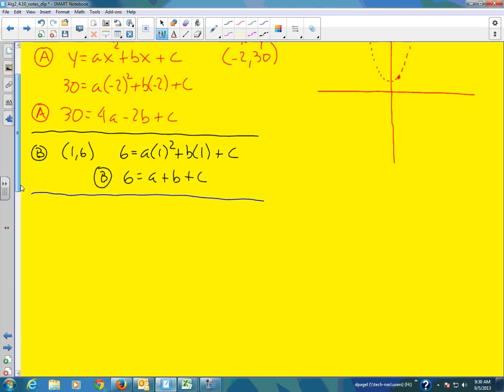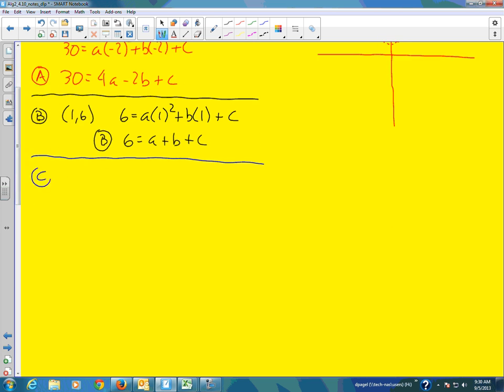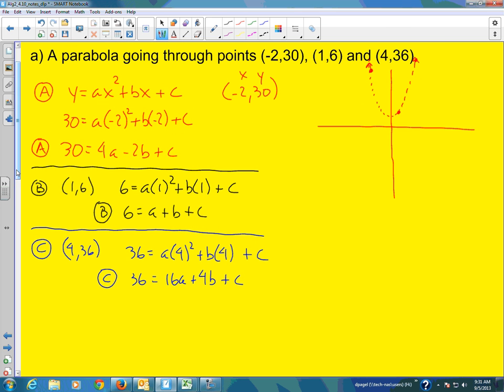Then we use point (4, 36). This will be equation C. Doing the same thing: y equals ax squared plus bx plus c, so 36 equals 16a plus 4b plus c. And now we have our third equation. So we have our 3 equations, A, B, C, each having 3 unknown variables.